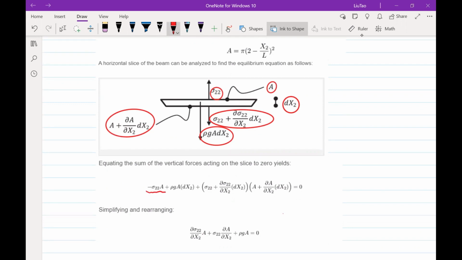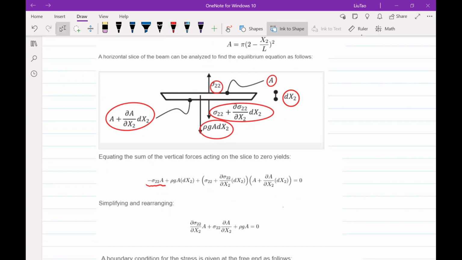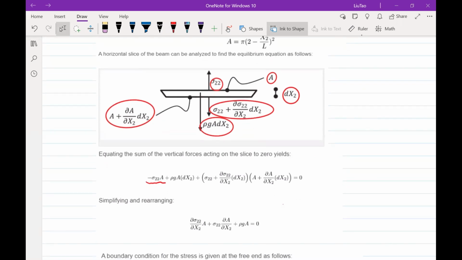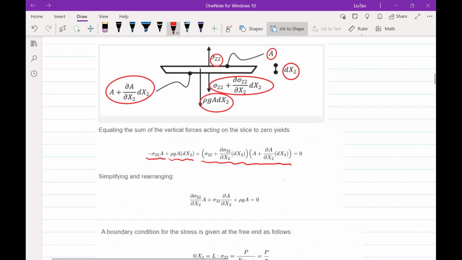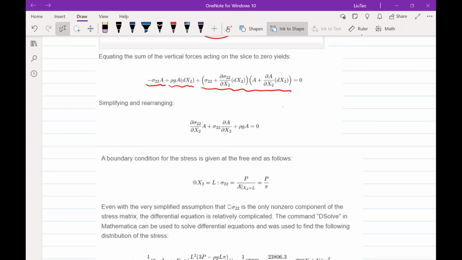The stress sigma 22 times cross-section area A, which has the opposite direction along x2, so it's negative, plus the body force rho times g times A times dx2, and plus the normal force acting on the bottom surface, which is equal to the stress on the bottom surface times its cross-section area, is equal to 0. Then after simplification and rearrangement, we get partial sigma 22 over partial x2 times A plus sigma 22 times partial A over partial x2 plus rho times g times A is equal to 0.